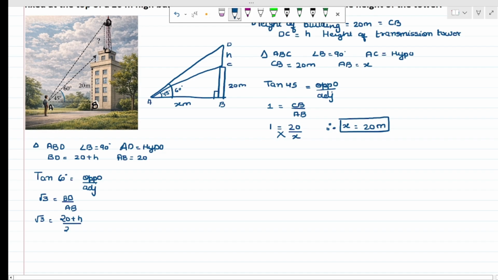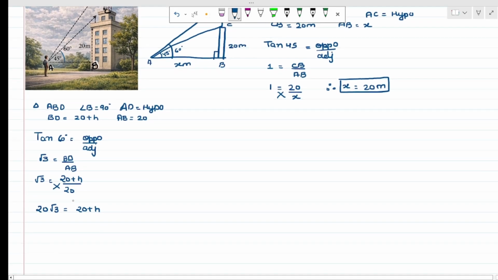20. Now, you should know that there is a plus sign in between, so you can't cut this 20 and 20. I have seen many students who make this type of mistake, that they cut this 20 and 20. They can't. Okay, so just cross multiply. What will you get? As 20 goes in the numerator, you will get 20 root 3 is equal to 20 plus H.